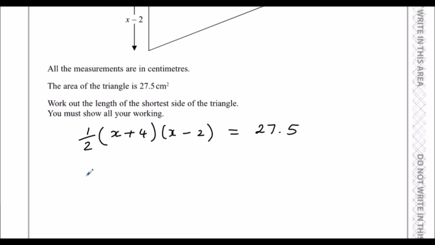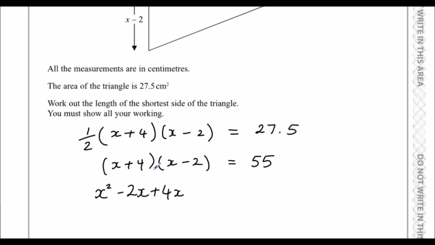We now need to solve this equation. So we can get rid of the half by doubling both sides. So we'll have x plus 4 times x minus 2 equals double 27.5, which is 55. Now we can expand these brackets. So x times x is x squared. X times negative 2 is negative 2x. 4 times x is 4x. And 4 times negative 2 is negative 8.